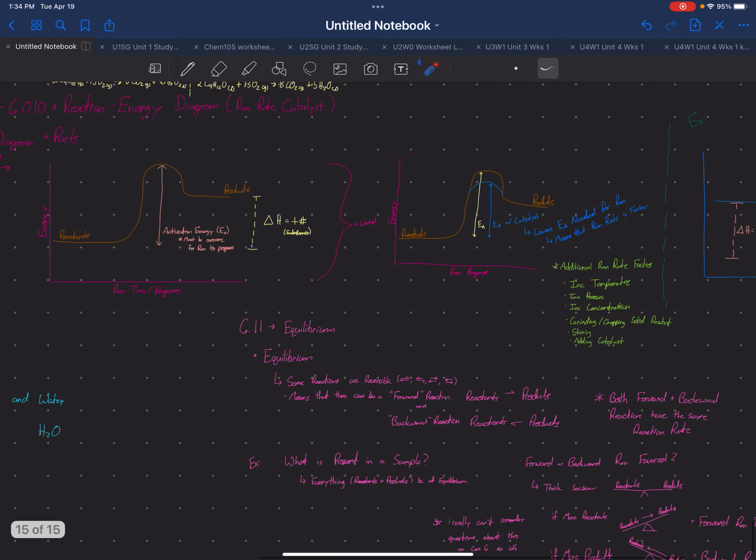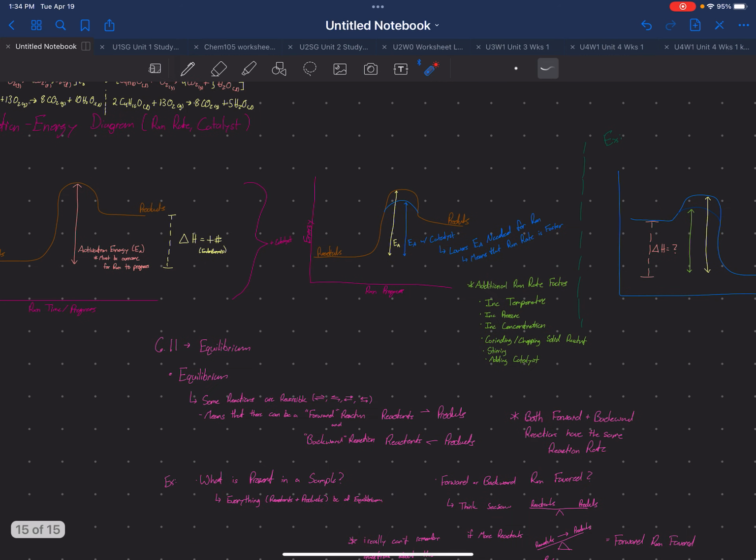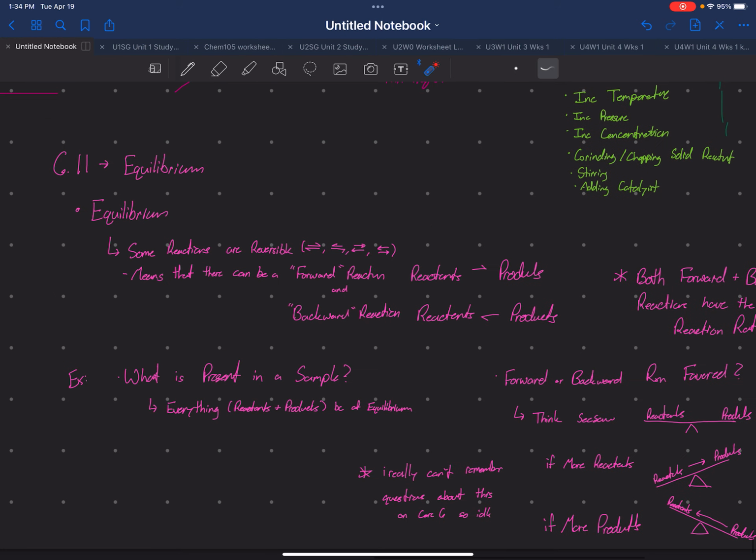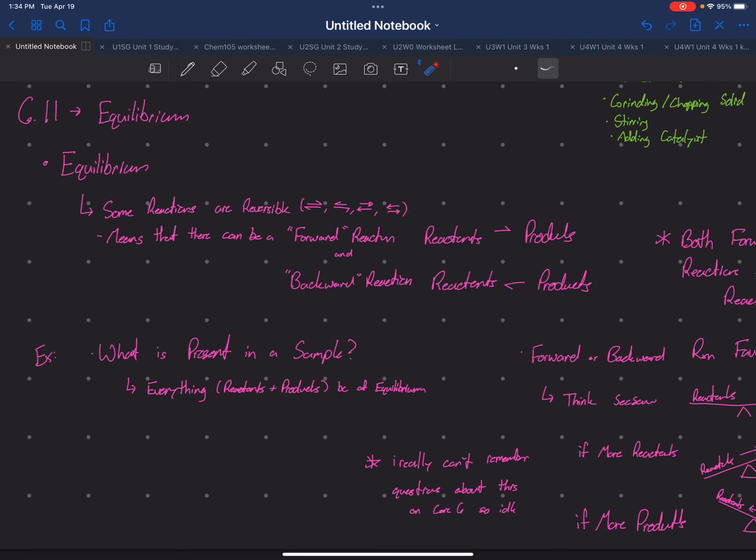All right, now we're on to the last part. Equilibrium. Okay, so what is equilibrium? Some reactions are reversible, okay? And they're indicated with these two-way arrows. So it means that there can be a forward reaction as well as a backward reaction. Forward reaction would be the reactants going to the products. Backward reaction would be the products going to the reactants.